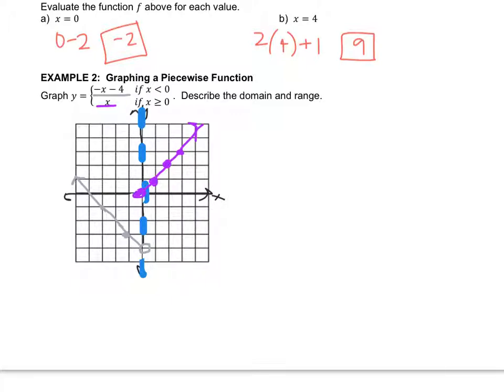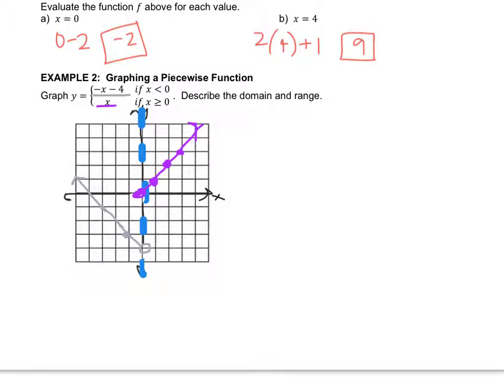Now you can check and make sure that it passes the vertical line test by imaginary drawing some vertical lines. And it does pass here because that's closed, but that's open. And now that graph is done. Last thing we have to do is describe the domain and range.